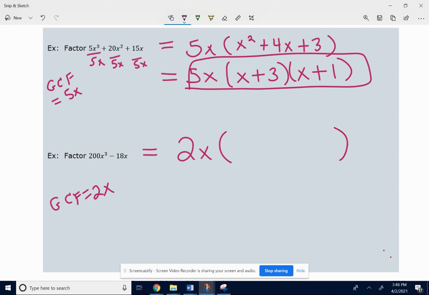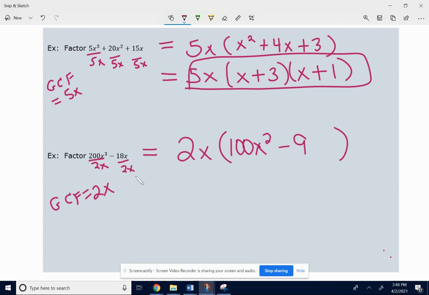So if I divide both pieces by 2x, 200x to the third divided by 2x would be 100. 200 divided by 2 is 100. Subtract the exponents: 100x to the second. Negative 18 divided by 2 is negative 9, and the x's wipe out. So we're left with 2x times 100x to the second minus 9.